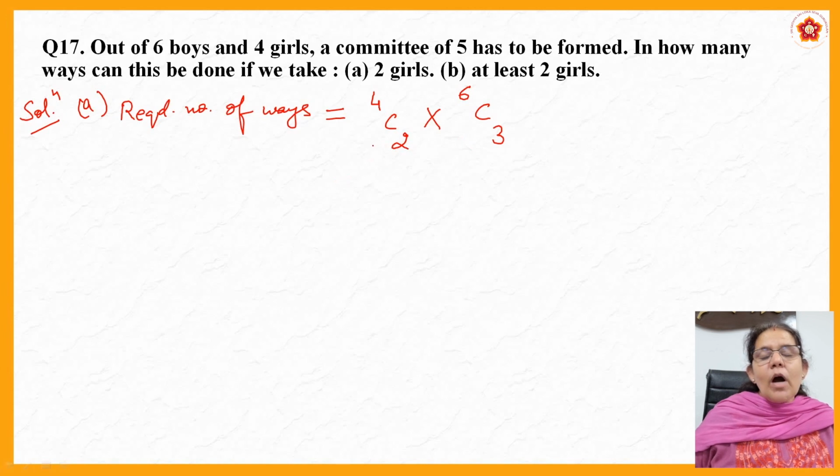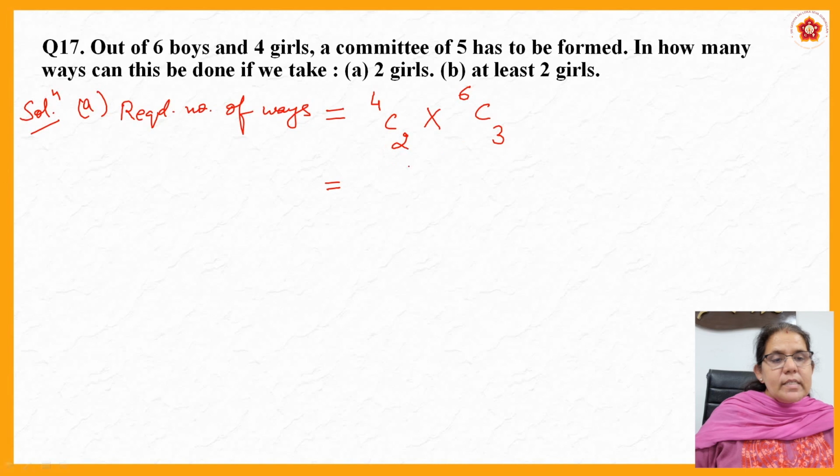So 4C2, out of 4 girls, 2 have been selected. And 6C3, out of 6 boys, 3 have been selected. So we have selected 2 girls and 3 boys. So total number of committee members is 5. Solve this and see what answer you get.